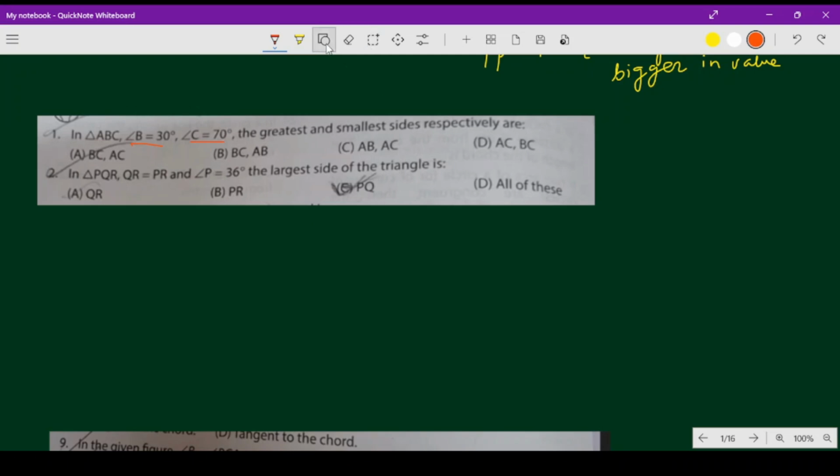So we have a triangle ABC, and the angles mentioned are B is 30 degrees and angle C is 70 degrees. With this we can say that angle A will be 80 degrees with the help of the angle sum property, right? The sum of the three angles is 180. As two angles are given, 30 and 70, the third will be 180 minus the sum of 70 and 30. So that will give us 80 degrees.